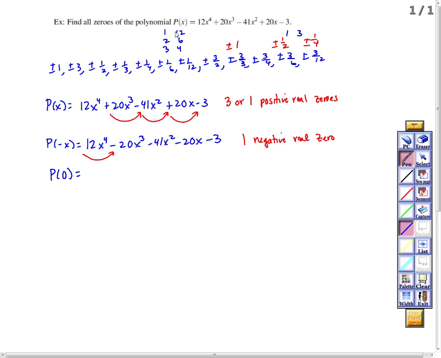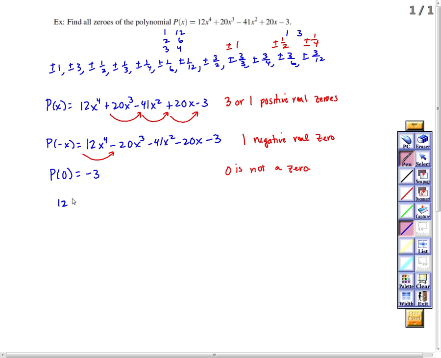I also need to check p of 0. If I plug a 0 in for x, I get negative 3. So I see that 0 is not a zero. Okay. And notice this is 3 or 1 positive real zeros, 1 negative real zero. All of these I have listed here are rational zeros. So I could get something like 1 plus the square root of 2 is a zero. Okay, so let's just start with some synthetic division, just see what we have.